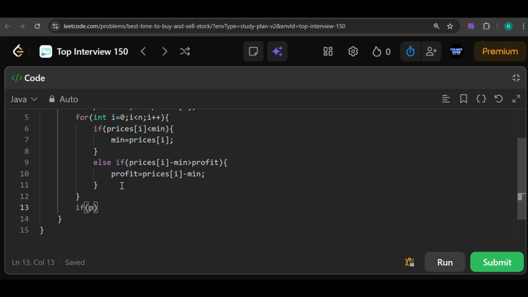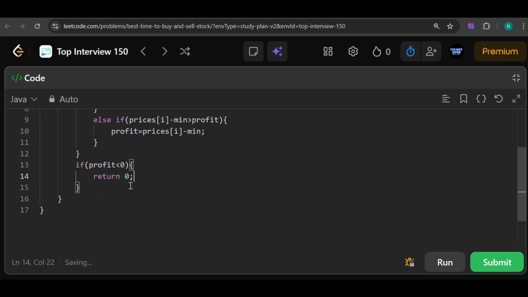And after the for loop, if I find that my profit is lesser than 0, or I found a negative profit value, that means I have no profit. So what I will do is just return 0, because I don't have any profit. I am in a loss state. If profit is less than 0, that means I have a loss. If I don't have any loss, I have a profit, so I just return the profit.